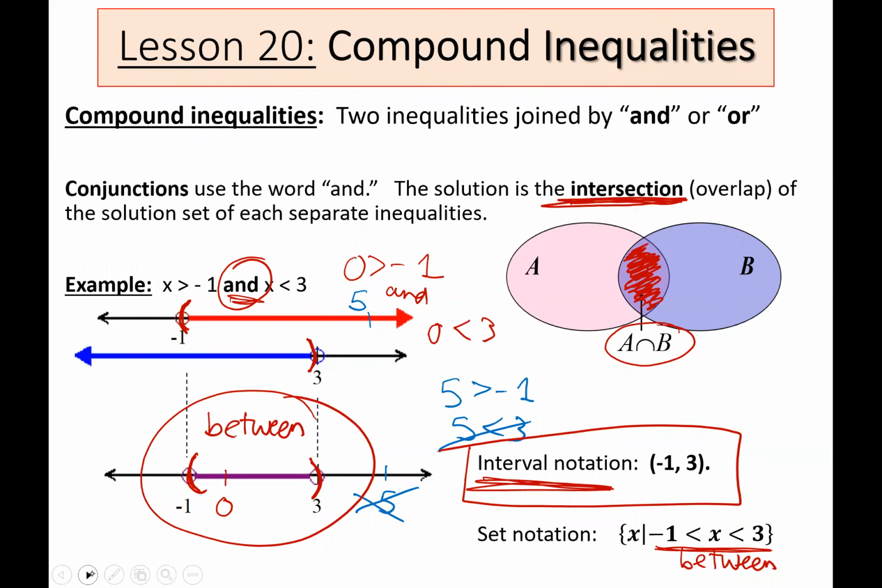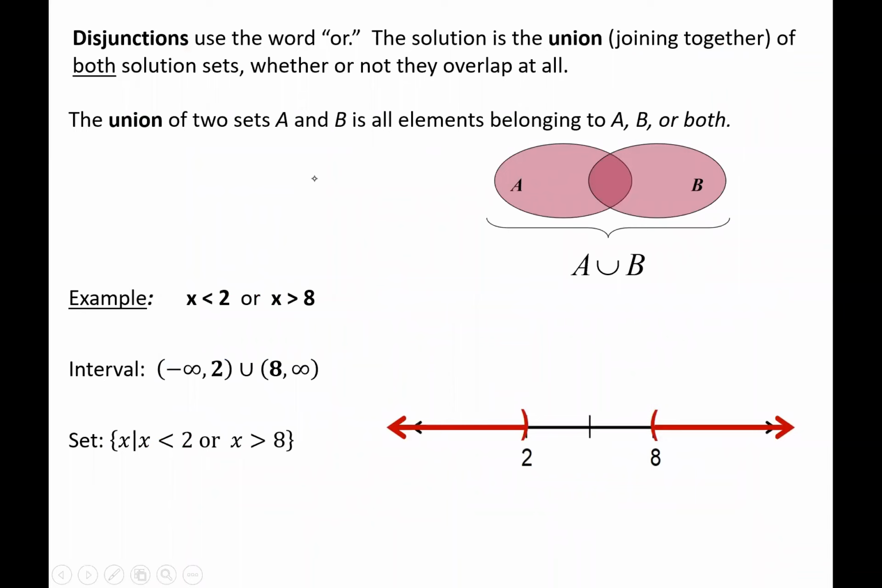All right, let's look at the next kind. So this next kind of compound inequality uses the word or, and that's called a disjunction rather than a conjunction. The solution set is basically the entirety of both sets. It's called the union, or joining together, of both solution sets, whether or not they overlap at all. So visually, here's set A and set B again, but this time the union of two sets A and B is all elements belonging to A, B, or both.